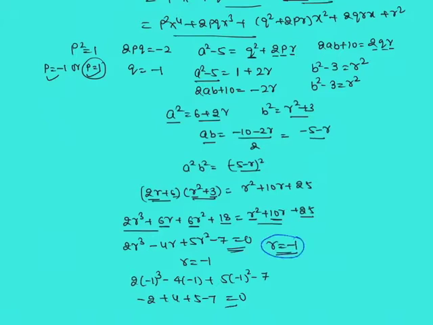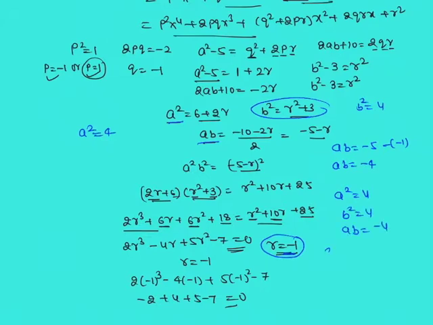With respect to r value minus 1, we will get a square is 4, b square will get as 4, and ab will get as what, minus 5 minus of minus 1, that is minus 4. So here we will get a square equal to 4, b square is 4, and ab equal to minus 4. So you can say a value is 2 and b value is minus 2. And similarly, if a is minus 2, then b value is 2. So these two values are possible for r equal to minus 1.